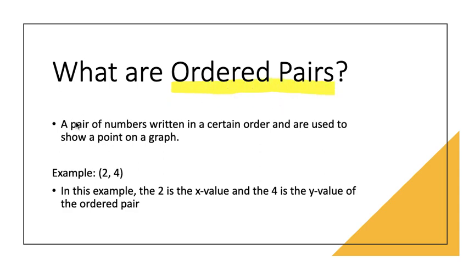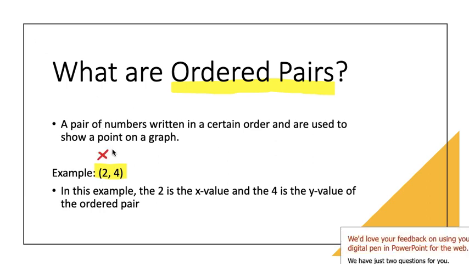So ordered pairs are a pair of numbers written in a certain order and are used to show a point on a graph. So we have an example here. Parentheses 2, 4. In this example, the 2 is the x value and 4 is the y value.